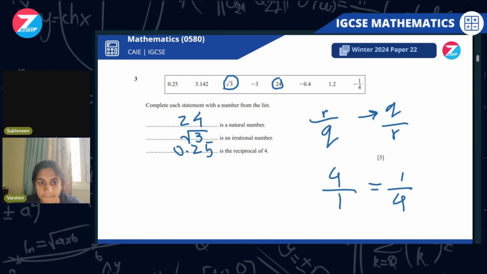I think they tried to confuse us here by using the negative reciprocal, and they were like, yeah, let's just confuse them. Right? Definitely.